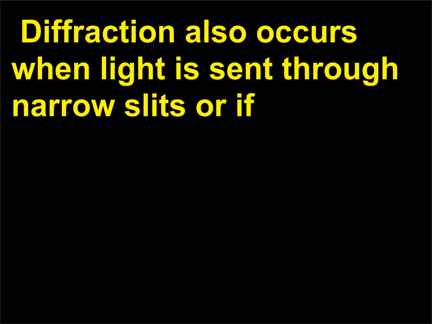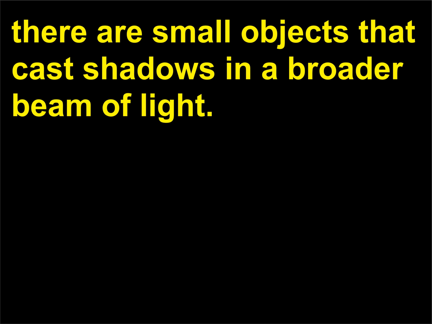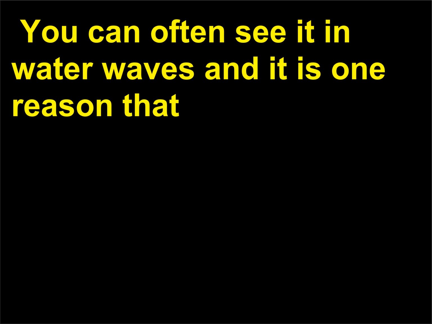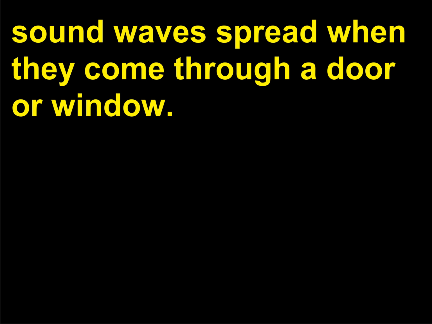Diffraction also occurs when light is sent through narrow slits, or if there are small objects that cast shadows in a broader beam of light. Diffraction occurs with all types of waves. You can often see it in water waves, and it is one reason that sound waves spread when they come through a door or window.